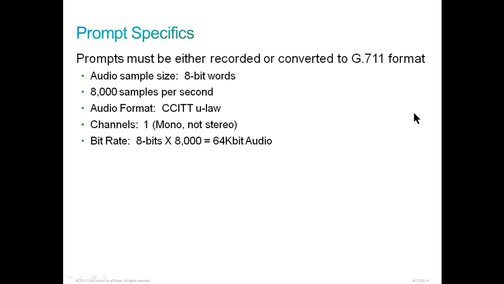Some of the prompt specifics are important here. Prompts must be recorded or converted to G711 format. Our audio sample size is going to be 8-bit words with 8,000 samples per second, and we're going to use the audio format of CCITT mu-law. We're going to have one channel; there's no stereo involved. Our bit rate is 8 bits by 8,000 samples, and you'll see these files, if you hover over them, at 64K, 64 kilobit audio. So those are the prompt specifics that we need.